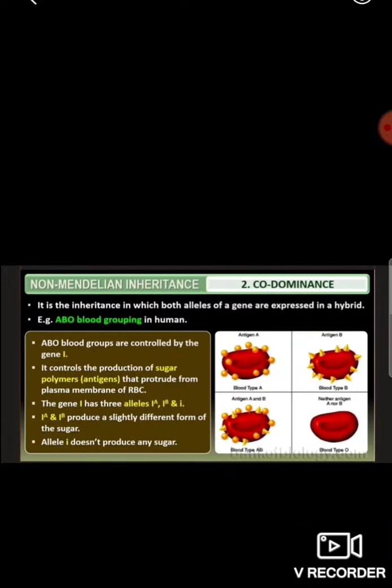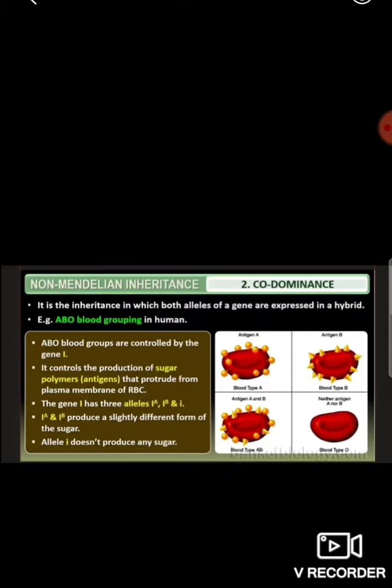So codominance we will see. What is codominance? It is the inheritance in which both alleles of a gene are expressed in a hybrid. Example, ABO blood grouping in humans. It is an example that is taken even in multiple allelism also. Okay, so what do you mean by codominance? If both the dominant alleles are present, they will both express.